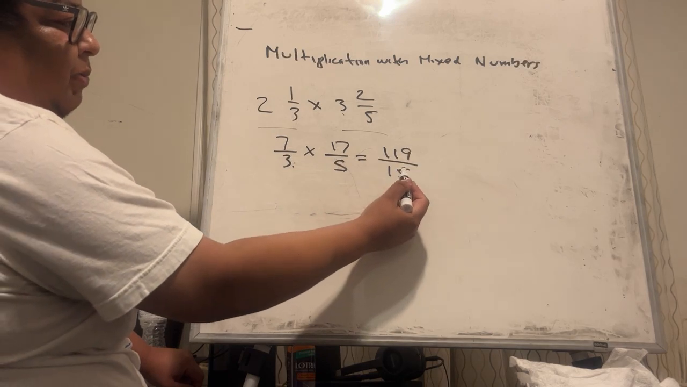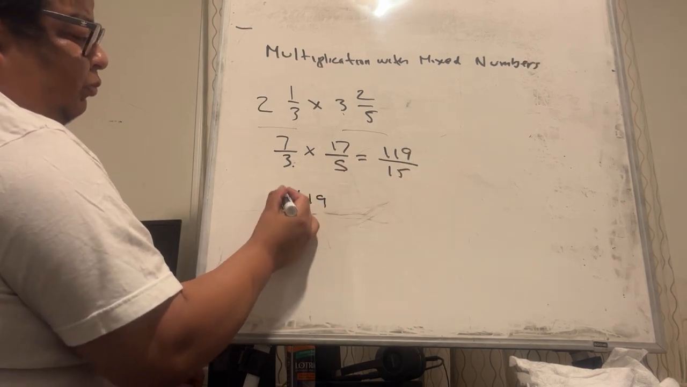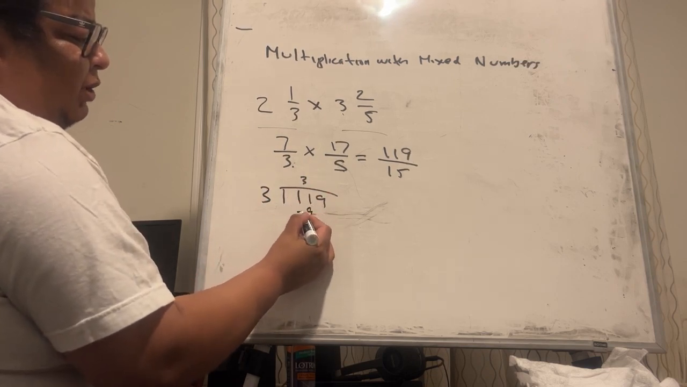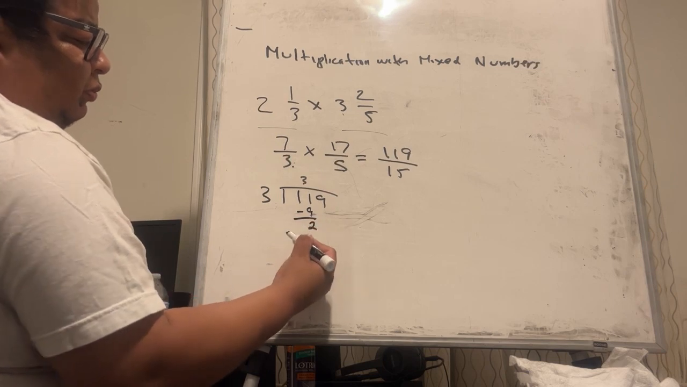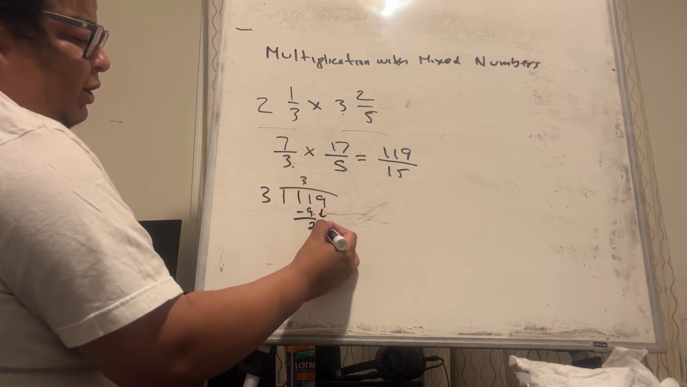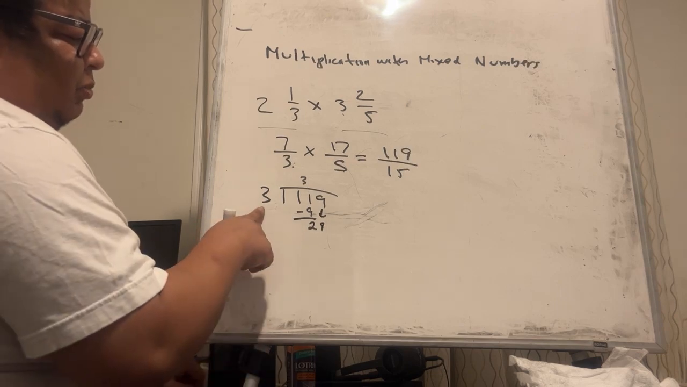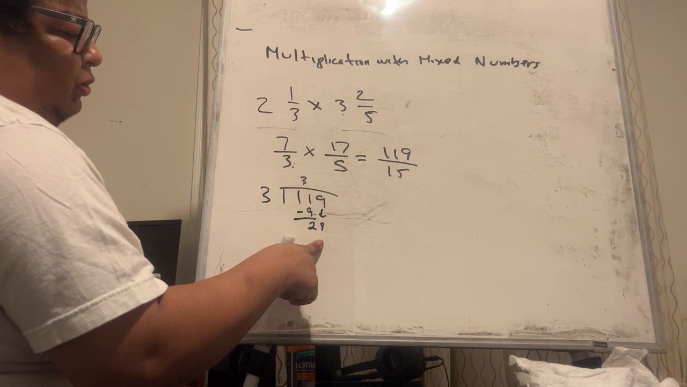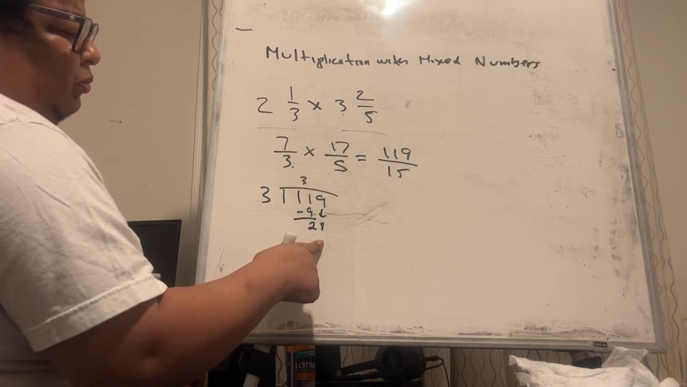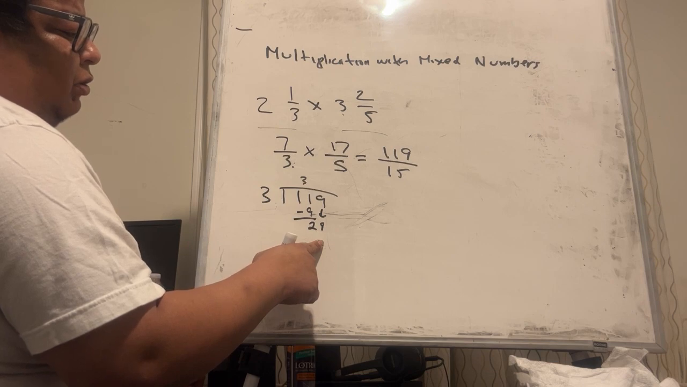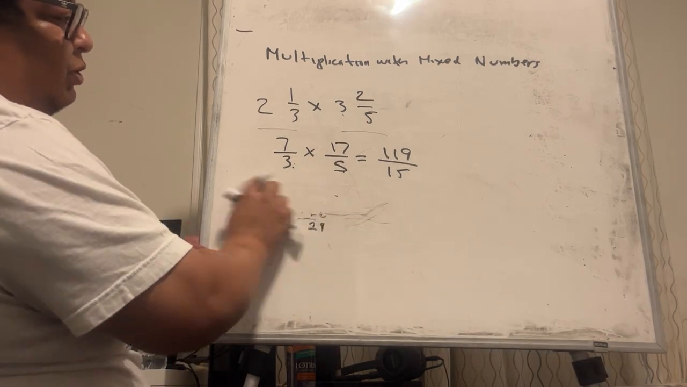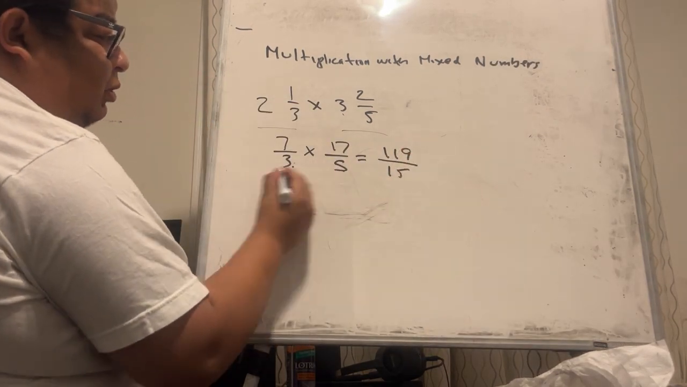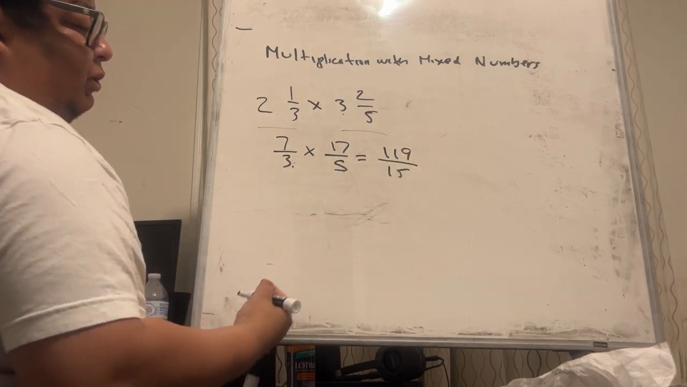Is 119 divisible by 3? Let's see. 3 times 3, 9, 11 minus 9, 2, bring down the 9. Is there a number multiplied that gives me 29? Let's see, no. So it's not divisible. So now, to leave a simplified answer, we need to turn this 119 into a mixed number.